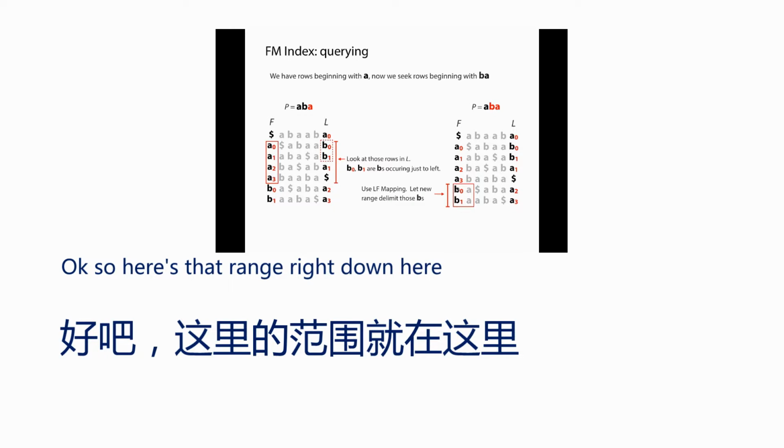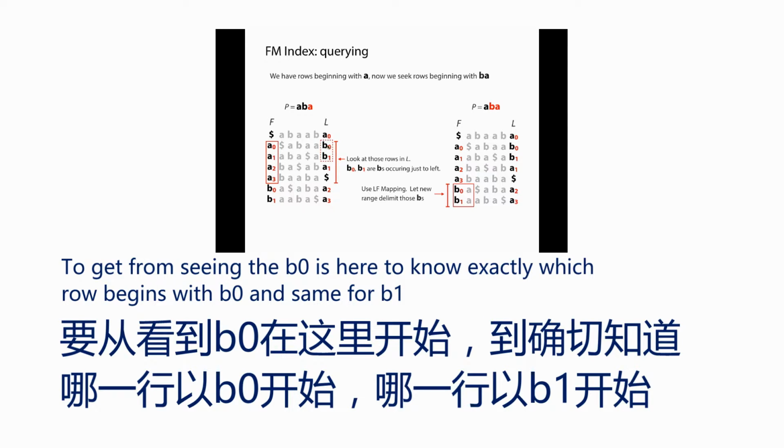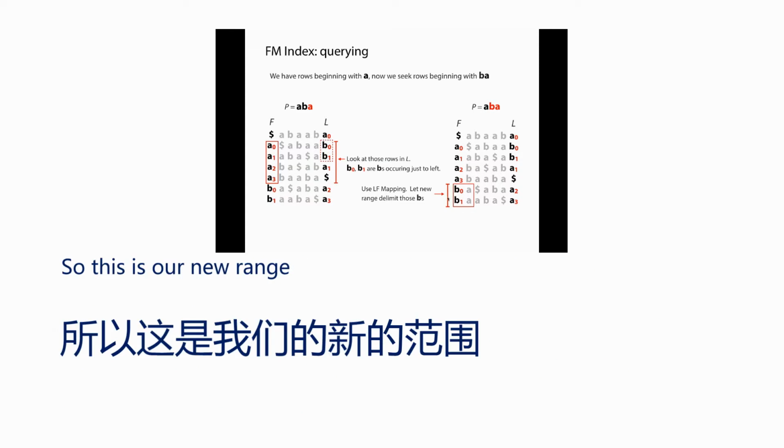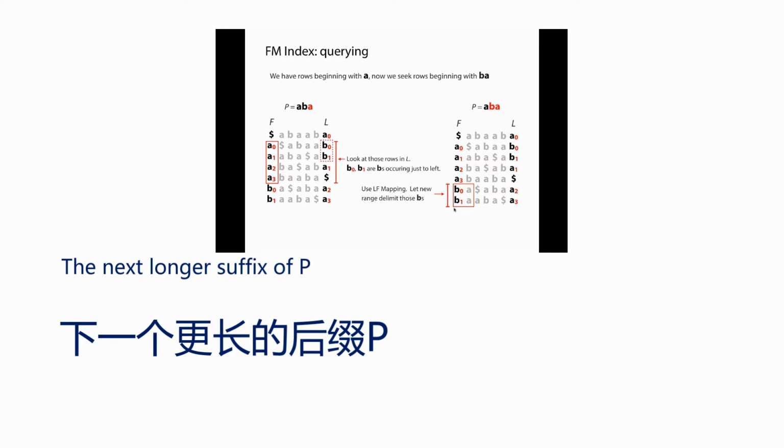Okay, so here's that range right down here. And again, it's very easy for us to use the LF mapping to get from seeing that B sub 0 is here to knowing exactly which row begins with B sub 0, and same for B sub 1. So this is our new range, and that's the range we were looking for. That's the range of rows that begin with BA, the next longer suffix of P.